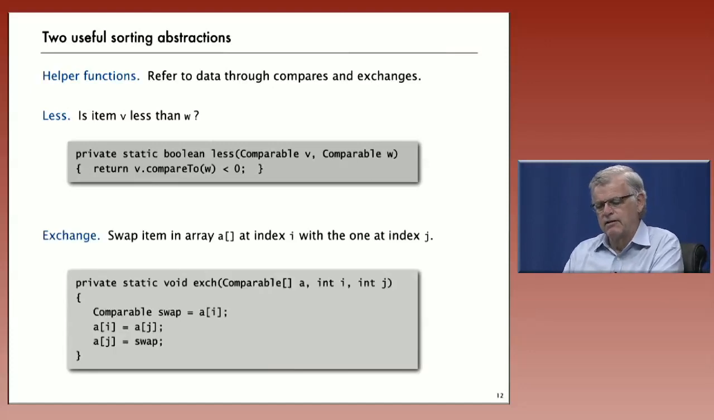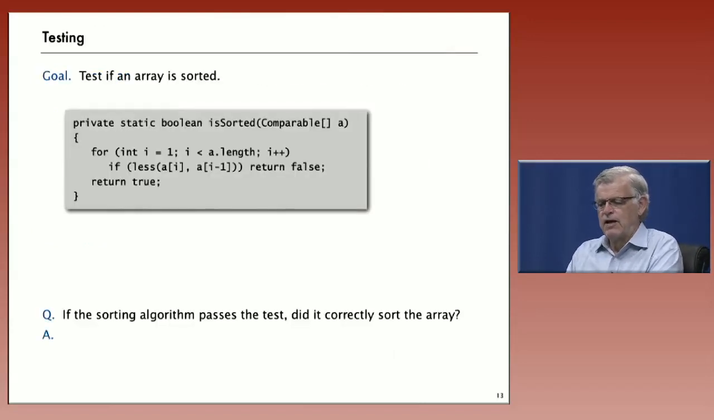And then the other thing that we do when we sort items that are in an array is to swap or exchange the item at a given index i with the one at a given index j. And that's every programmer's first introduction to assignment statements. We save a[i] in a variable swap, put a[j] in a[i], and then put swap back in a[j]. So now our sort methods to refer to data will just use these 2 static methods. And there's a good reason for that.